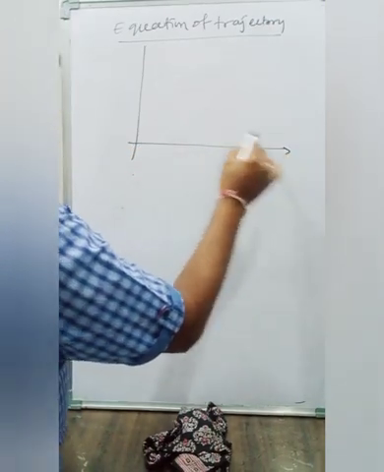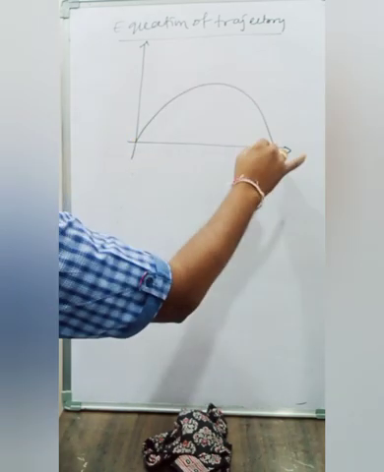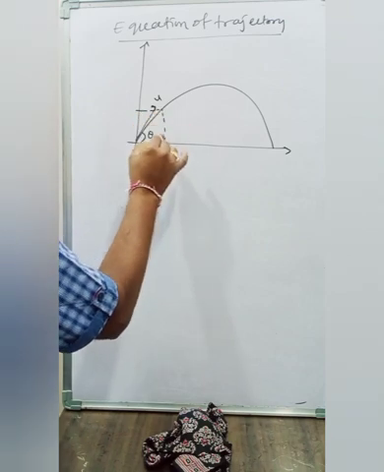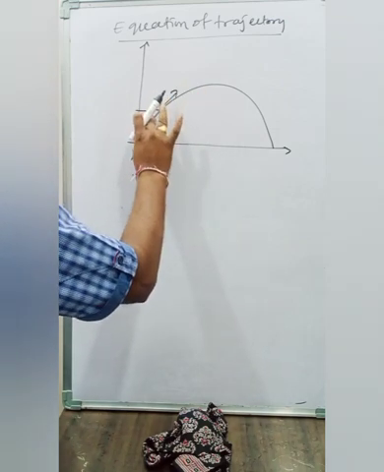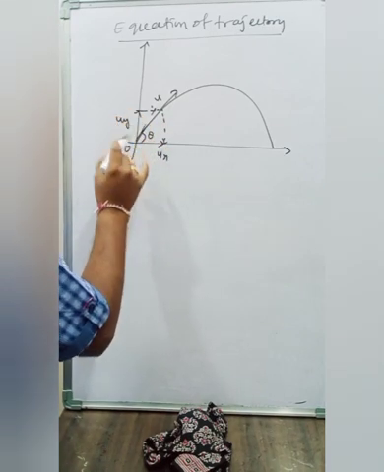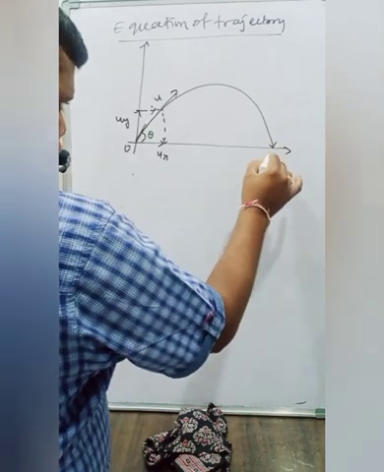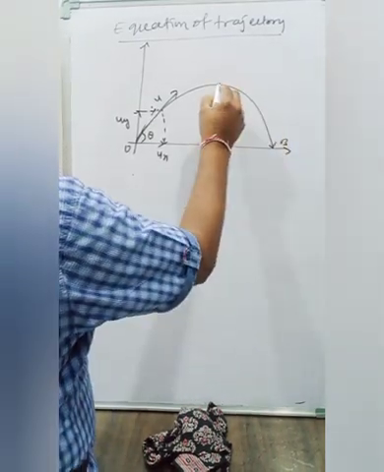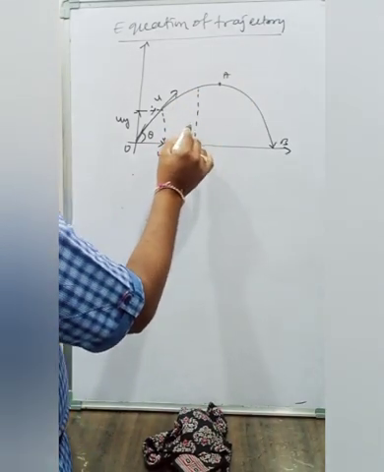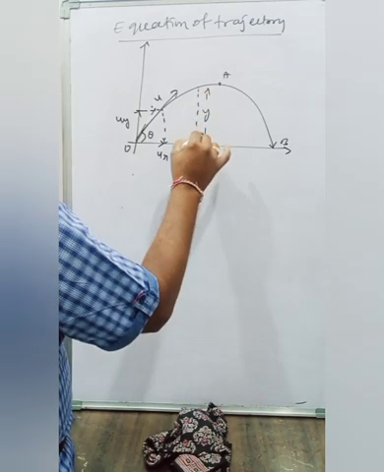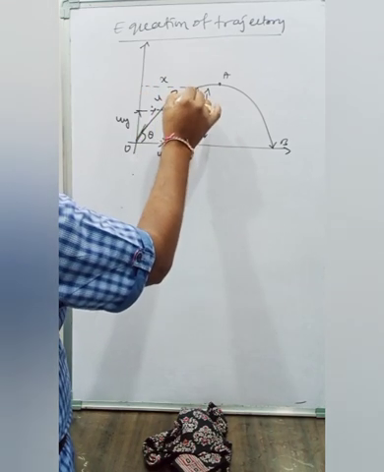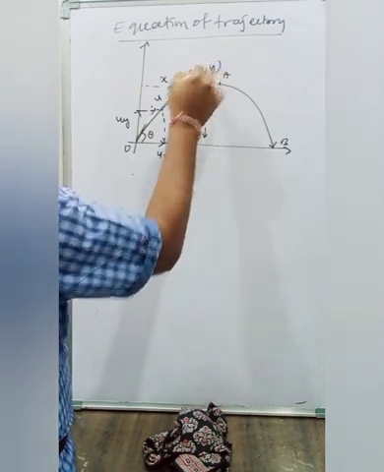A projectile is projected at an angle other than 90 degrees with the initial velocity u, which is resolved into two components, ux and uy, from the point of projection, and it reaches the plane at point B. Here we can call the vertical displacement y from the plane, and the horizontal displacement x. So at this point P we can call the coordinates P(x, y).